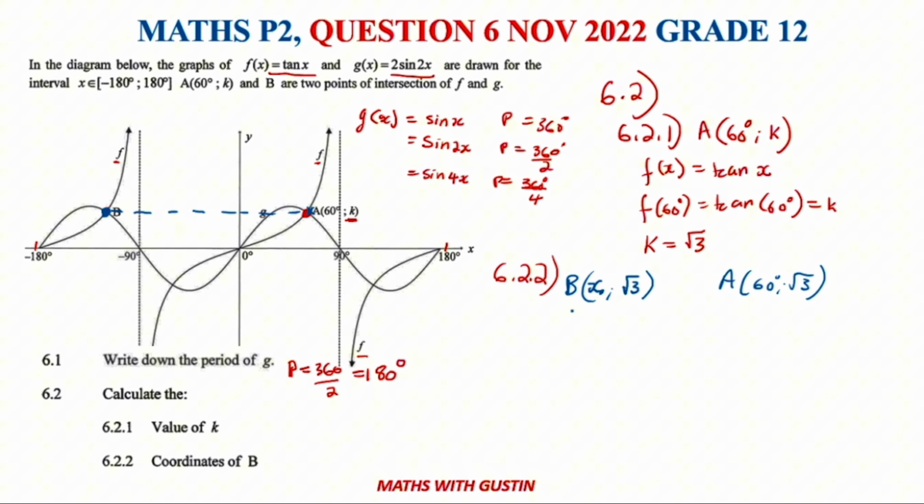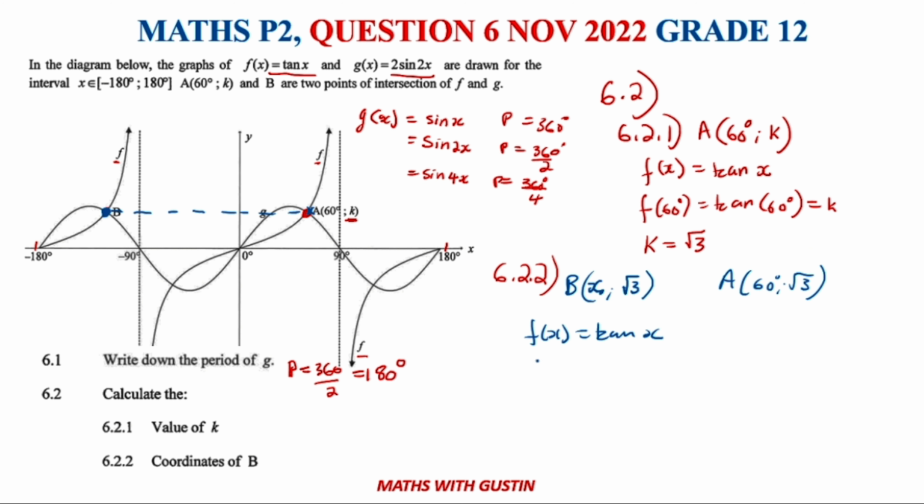Okay, since the y value is the same, what we're going to do here is choose any function and substitute that y value, and then we have to find the x coordinate. So now our function is f of x that we're going to use, which is tan x.